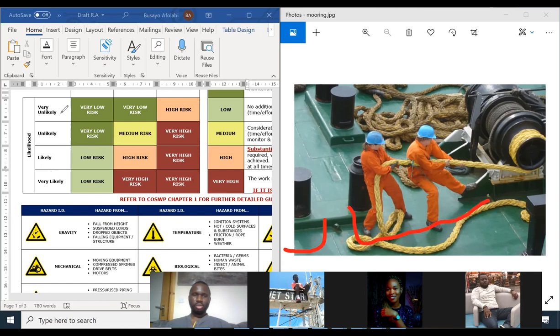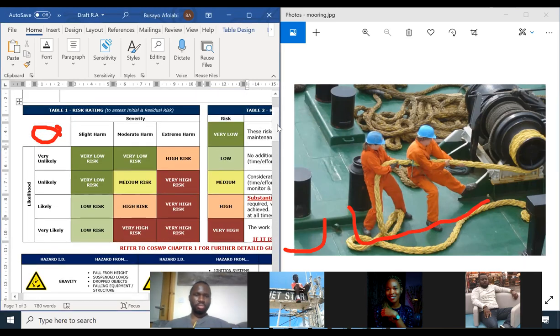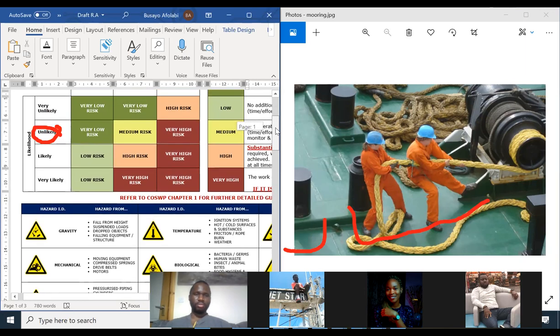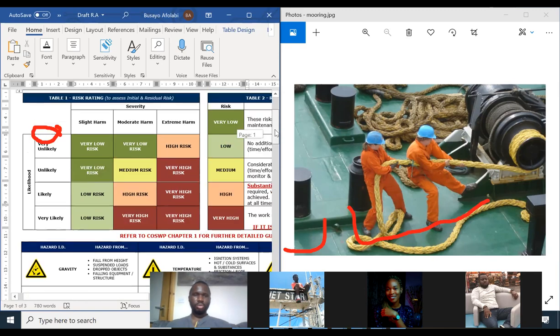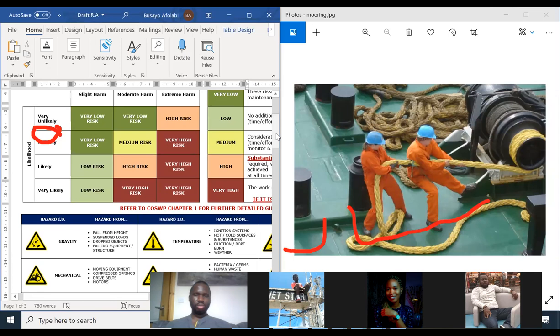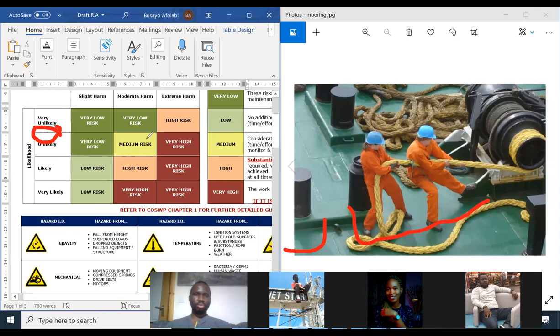The likelihood is reduced. To what? From unlikely to unlikely, because right now in front of them, they are seeing it. And severity? Severity is medium, because it's not like they're falling forward or falling back. Although that can be another argument, whether it's medium or high, but fine, let's leave it on medium. But that's moderate harm, correct? Yes, sir. So it comes down to medium risk.